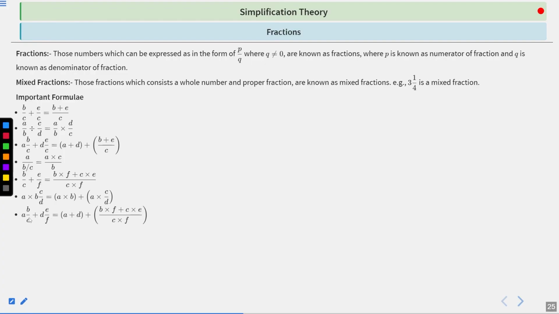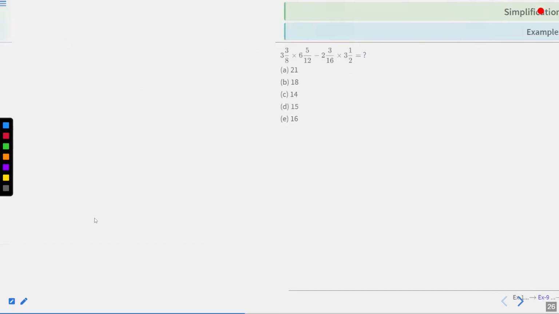Next one. If a and b by c plus d and e by f equals, we can write it a plus d in one bracket plus, when we take the LCM of c and f, both being coprime, we can write it b into f plus c into e upon c into f. Next one. A upon b divided by b upon c divided by d upon e. So we can write it in the form of a upon b multiplying by c upon b multiplying by e upon d. Now see the examples.